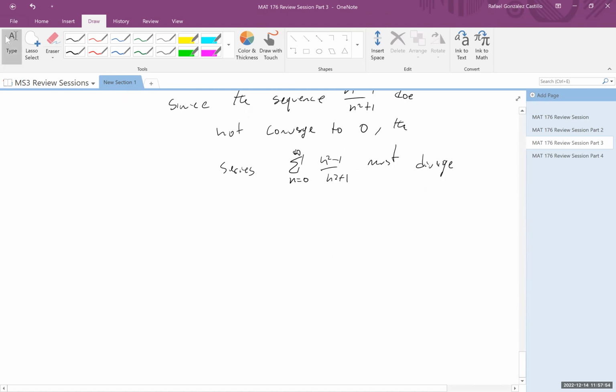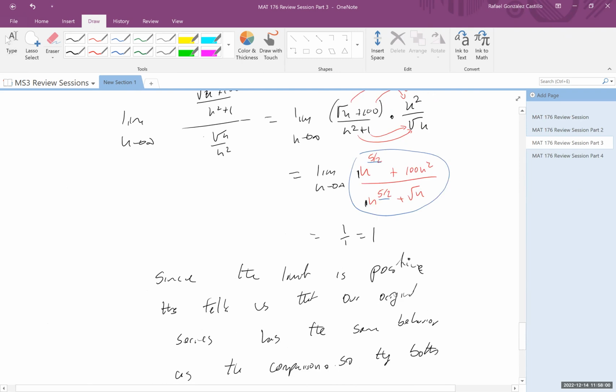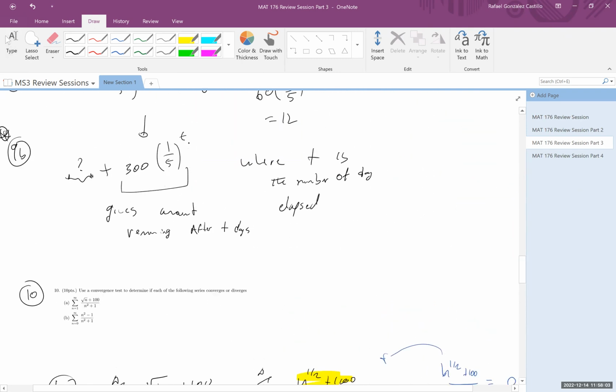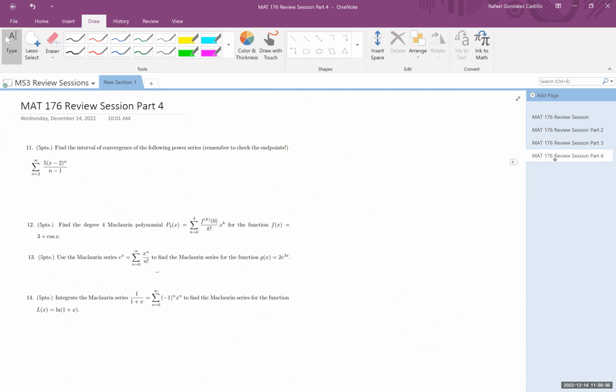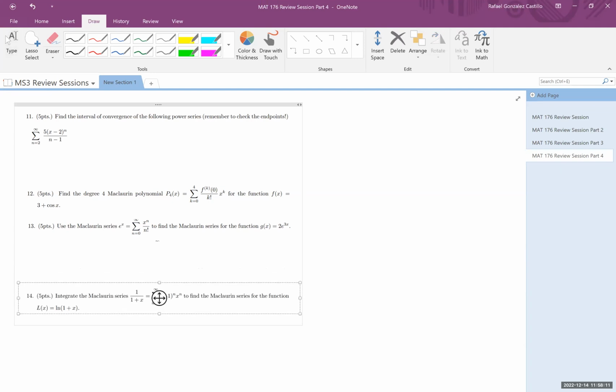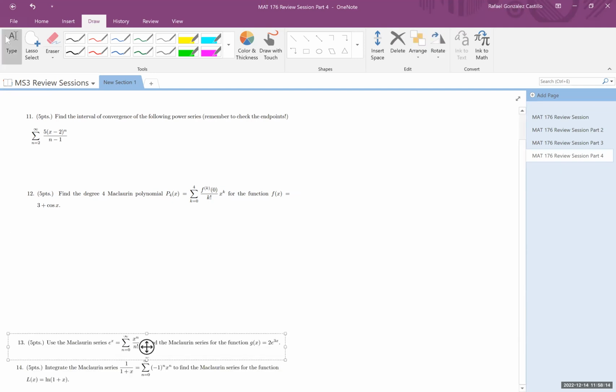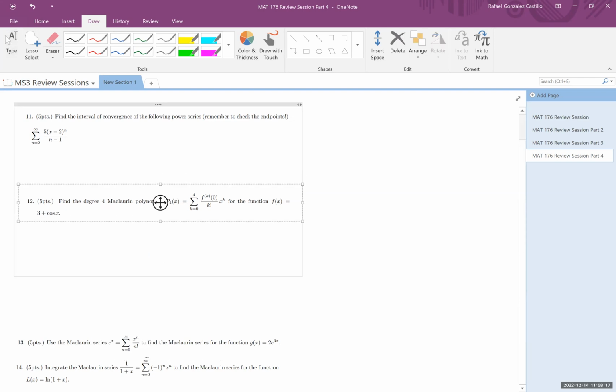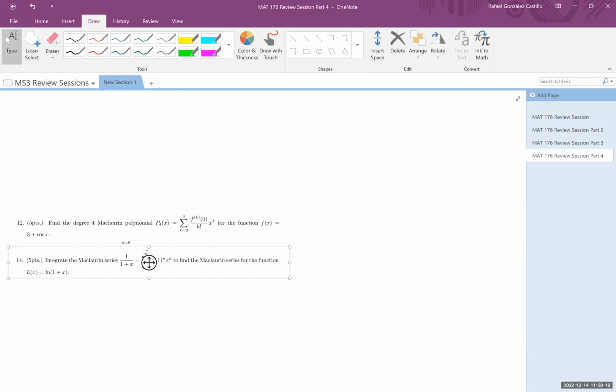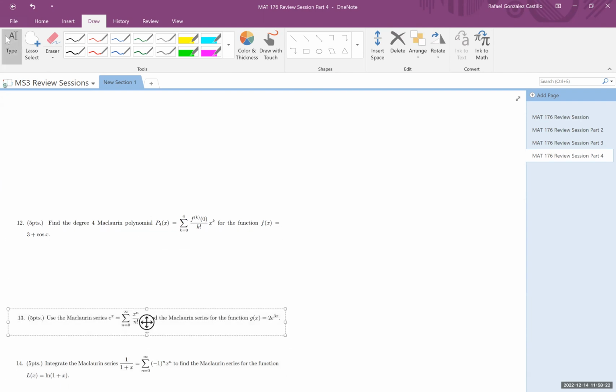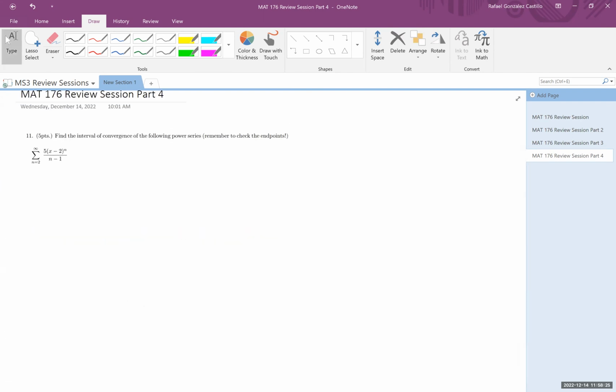The next problem is problem number 11. So problem number 11, which I have somewhere up here, I think. Let me just bring it down. Actually, I have it on the other page. Yeah. Problem number 11 says to find the interval of convergence of the following power series. So we're given a power series in this case. And we're even told to check the endpoints to make sure whether this power series converges at the endpoints. And that power series is 5 times x minus 2 to the n divided by n minus 1.